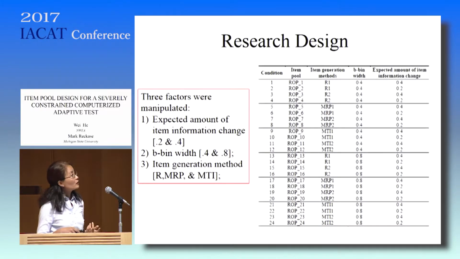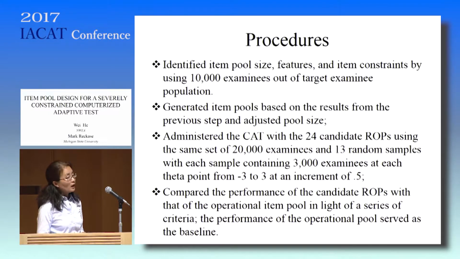Now, for this specific study, there were 3 factors manipulated, including expected amount of item information change, 0.2 and 0.4, the B beam width, and item generation method. In total, there are 24 situations together. So I'm going to skip the procedure of how the simulation is done. If you are interested in the study, feel free to send me an email, and I'm happy to share the paper.